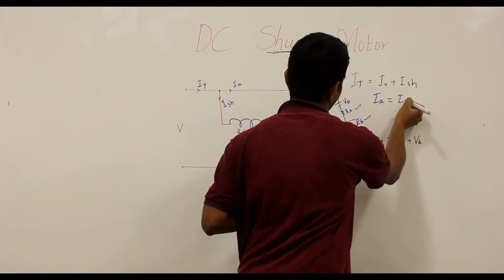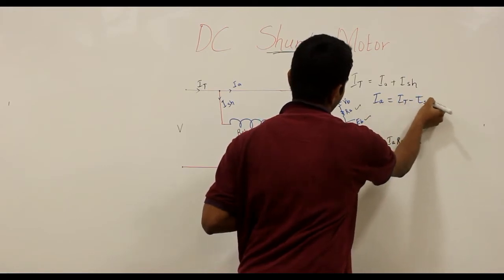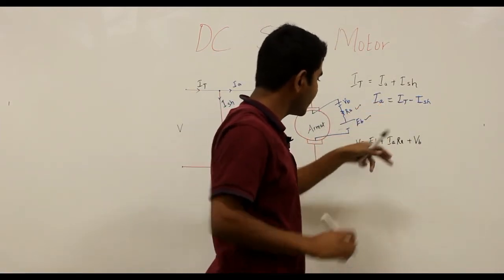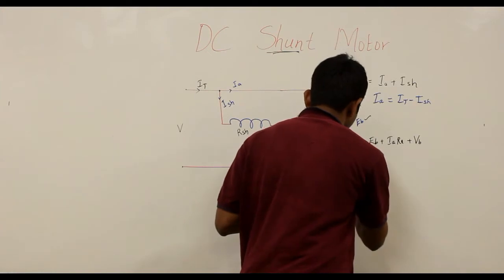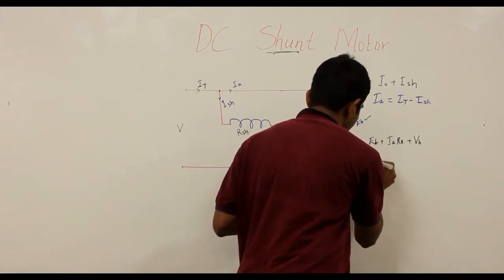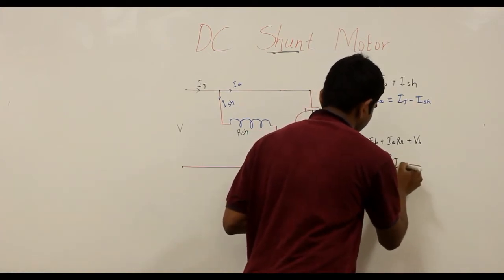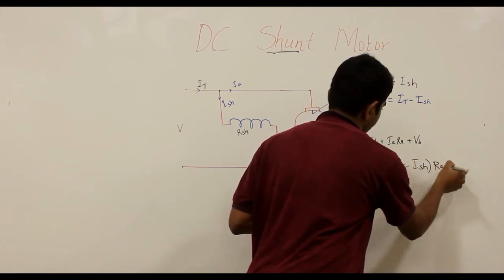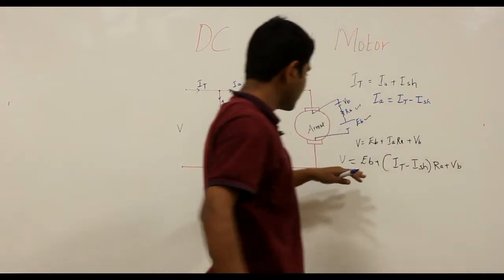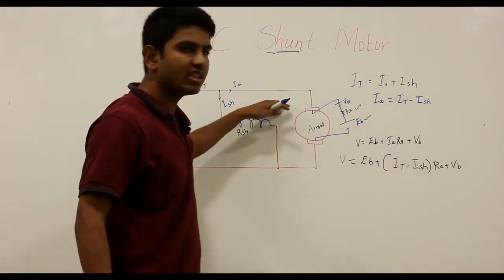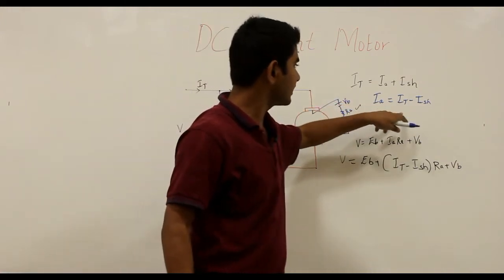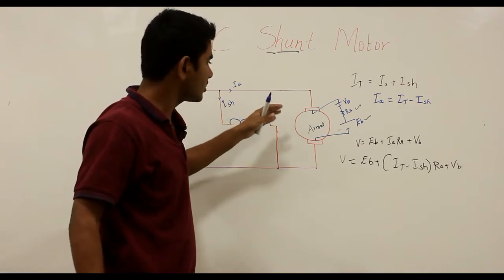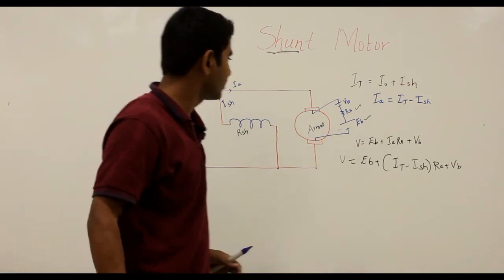And from here I know my IA can be given as I total minus I shunt. Let us plug this IA value here. Then V will be equal to EB plus I total minus I shunt into RA plus VB. So this is the voltage equation for the DC shunt motor, and these are the current equations, where the I total is going to divide into the parallel branches of the armature and the field winding.